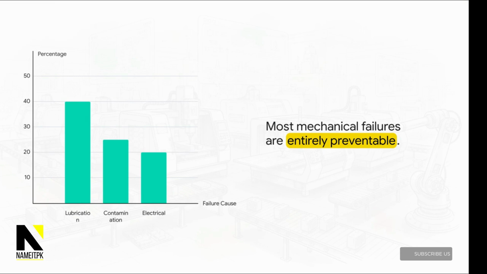Because the reality is, most mechanical failures are entirely preventable. The data shows that 40% of mechanical failures come from inadequate lubrication and another 25% from simple chip and coolant contamination. Add in 20% for electrical issues. Basically, routine housekeeping prevents the vast majority of shop floor breakdowns.